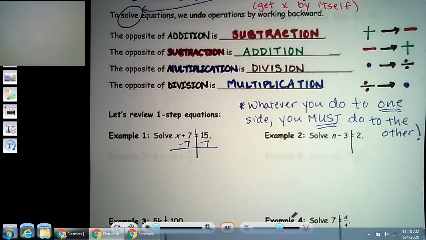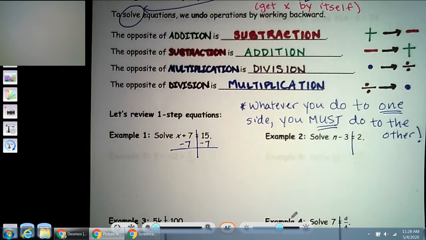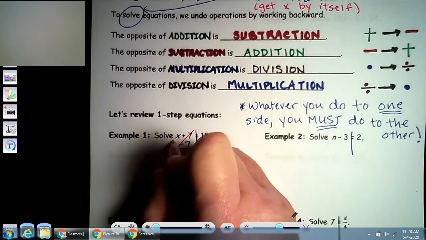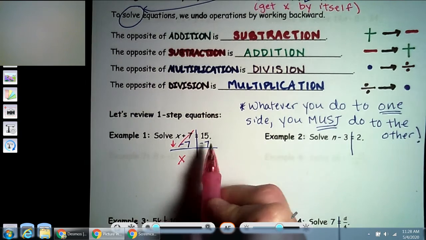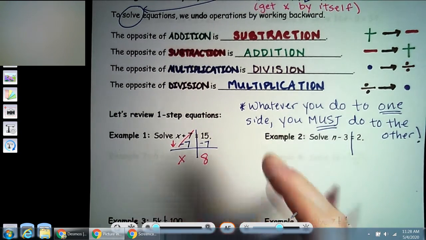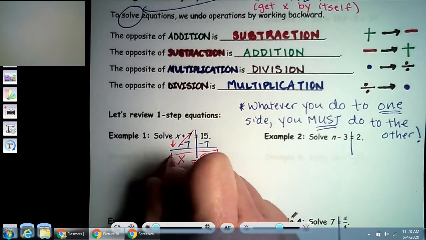Now from there, I'm just going to simplify. Plus 7 minus 7, these cancel each other out. And I'm going to bring down my x. 15 minus 7 is 8. X is all by itself, so I am done. X equals 8.